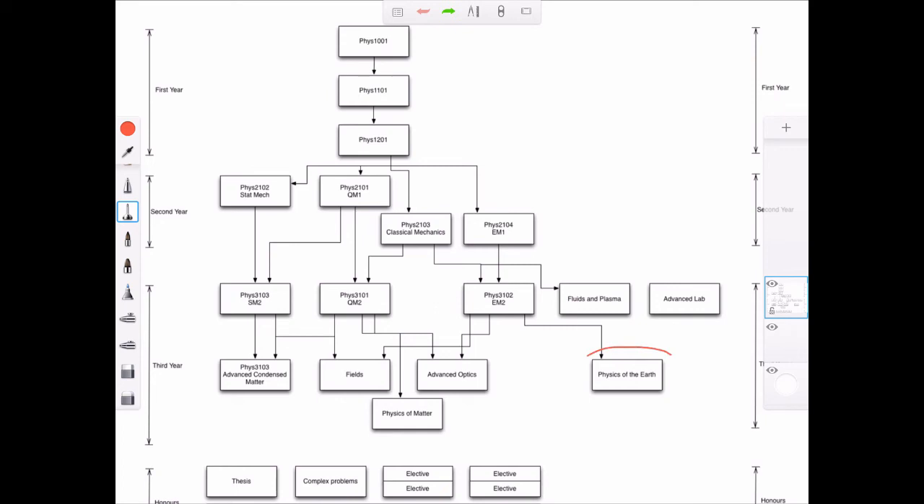We need to discuss the exact details of the physics of the Earth course, but as it stands, currently it is basically tensor waves in solids, and so it's going to need some tensors. And so I'm thinking it will require something like EM2.